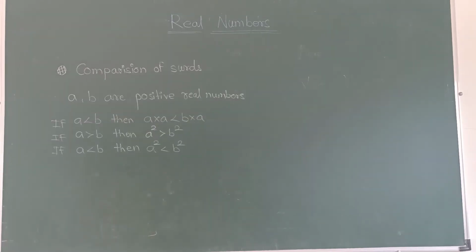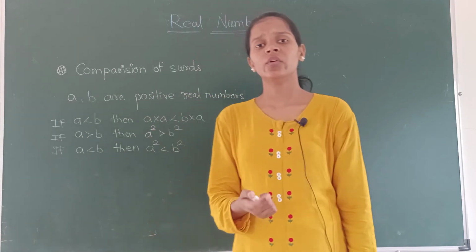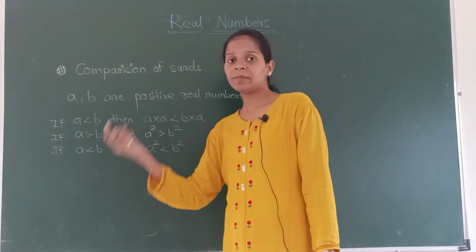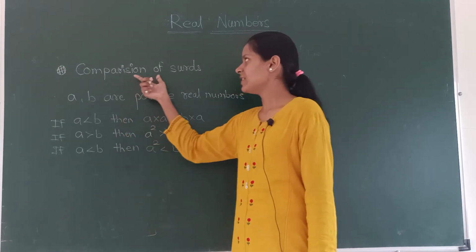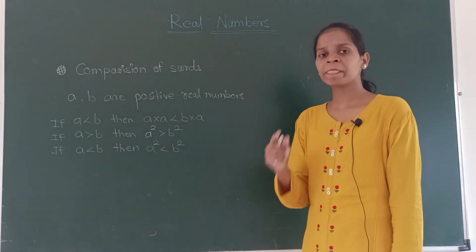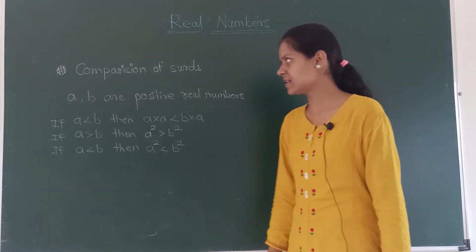See, the next point is comparison of surds. If we compare two numbers, then what we do? We will say it is either bigger number or smaller number or equal. Therefore, we will see the comparison of surds. Before that, we will see the three properties for comparing the surds.